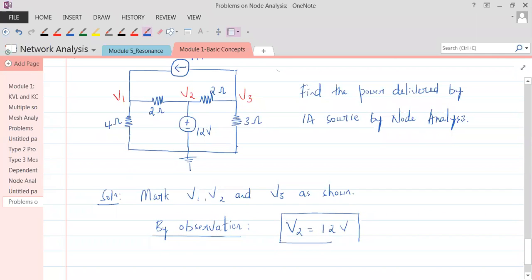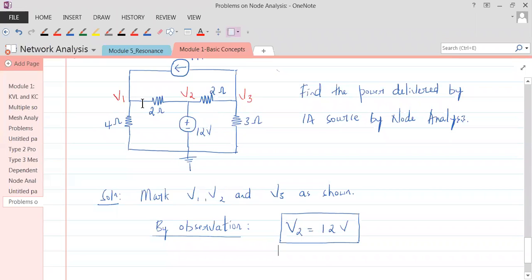So how many KCL problem is this now? There are three nodes. I know one of the node voltages. So how many KCLs are we applying? We are just applying KCL at 1 and 3. We are not applying KCL at node 2. So in that sense, it is just a 2 KCL problem, though there are 3 nodes. Understand that?